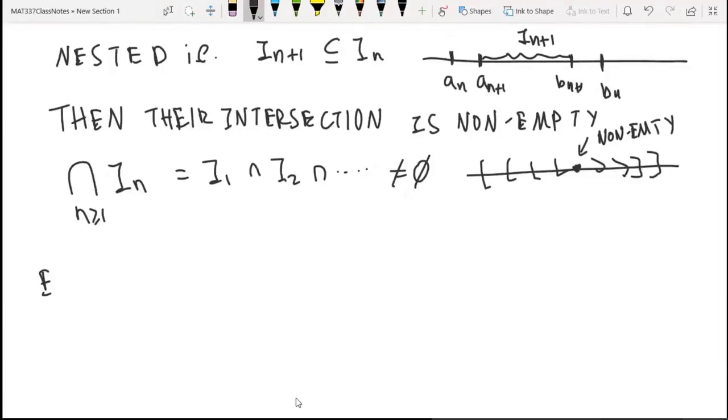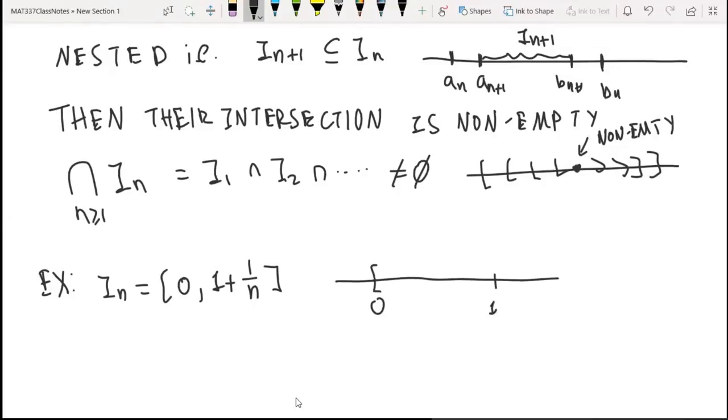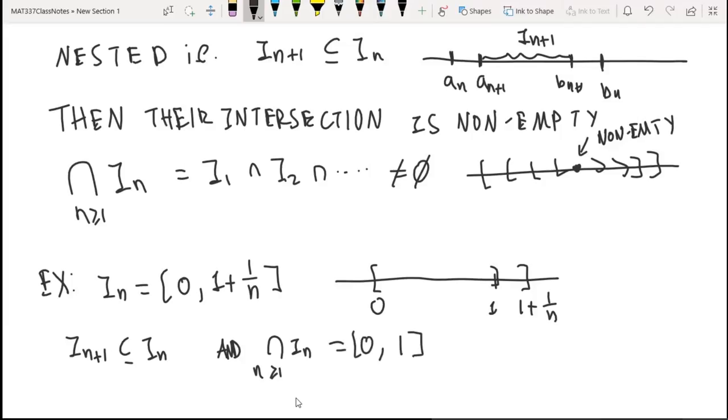Maybe I should do a simple example first. Let I_n equal [0, 1 plus 1 over n]. So that's that. These are nested, and their intersection is equal to [0, 1].